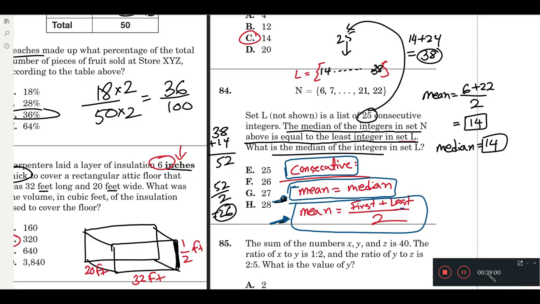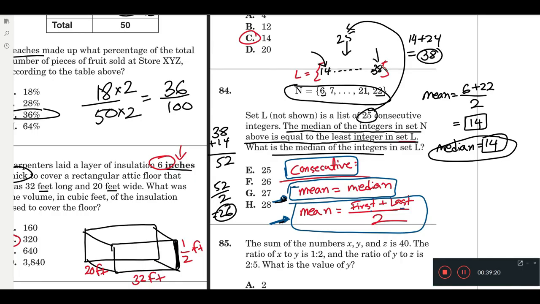You all get it? Let me explain it again, finally. When the numbers are consecutive in set n, we can find its median and mean by adding the first number and the last number and dividing by 2. And once I know the median, I know that this median is actually the first number of set L. But we want to know the median of set L.